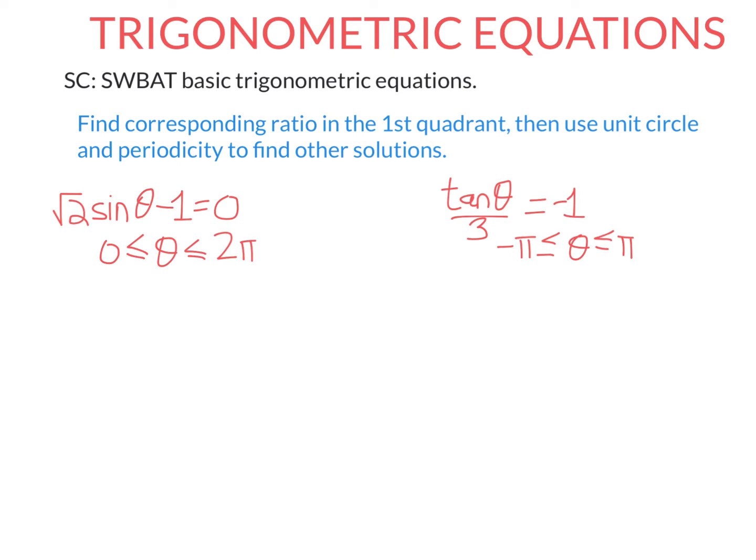So what we're going to do is find the corresponding ratio in the first quadrant and then use our knowledge of the unit circle to find other solutions. So let's look at this equation here.